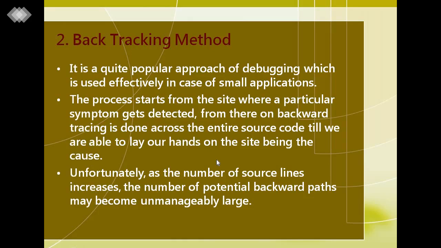Now next is the backtracking method. It is a quite popular approach to debugging which is used effectively in the case of small applications. The process starts from the site where a particular symptom gets detected. From there, backward tracking is done across the entire source code until we are able to lay our hands on the site that is the cause. Unfortunately, as the number of source lines increases, the number of potential backward paths may become unmanageably large.